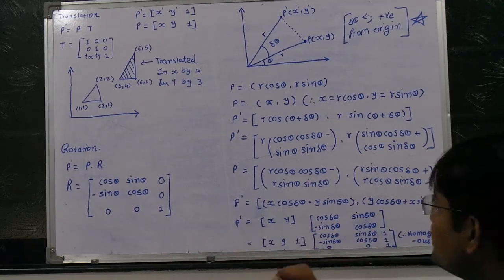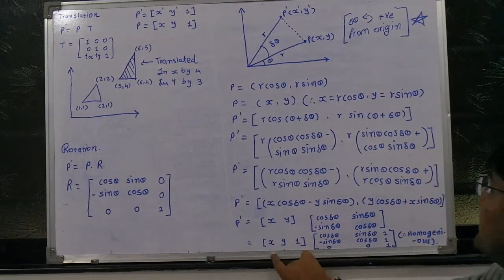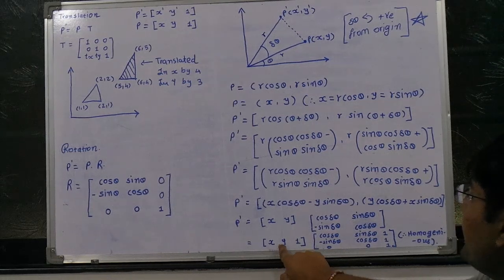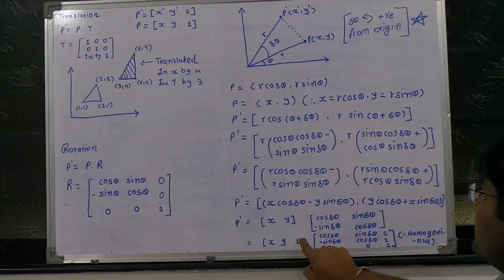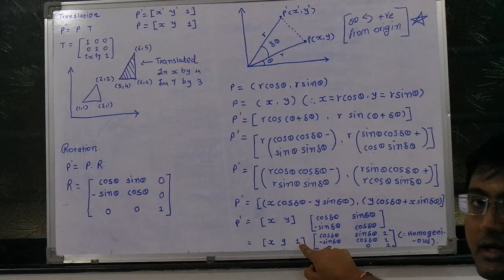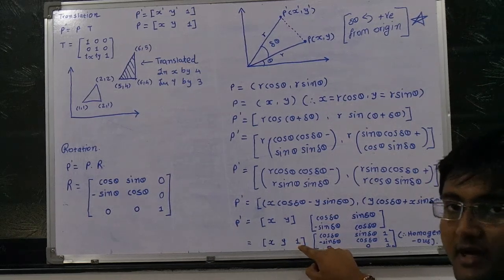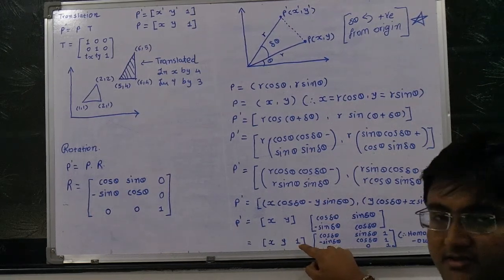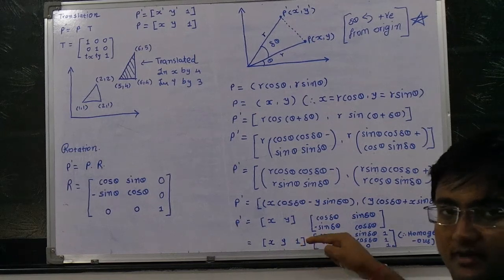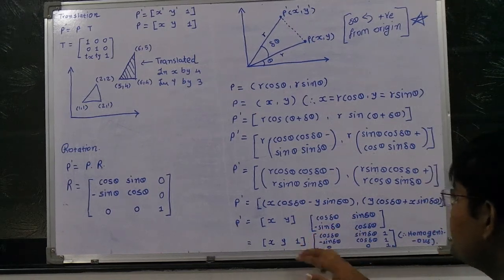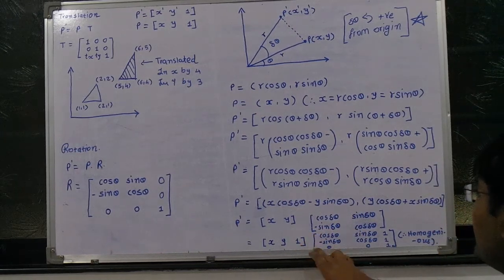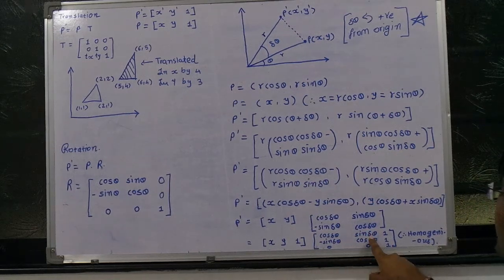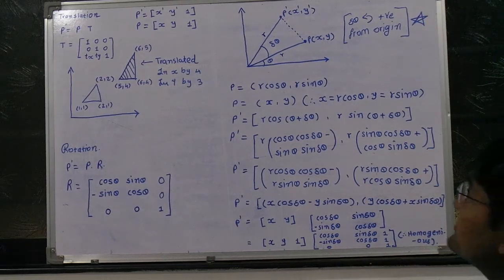Now I am putting the homogeneous coordinate system into it. So it will give me an answer in terms of x, y, 1. The third value, h, will be 1. Actually it is x dash divided by h and y dash divided by h, but generally it is taken as 1. And the matrix is cos delta theta, sin delta theta, 1, minus sin delta theta, cos delta theta, 1, 0, 0 and 1. This is the homogeneous coordinate system.